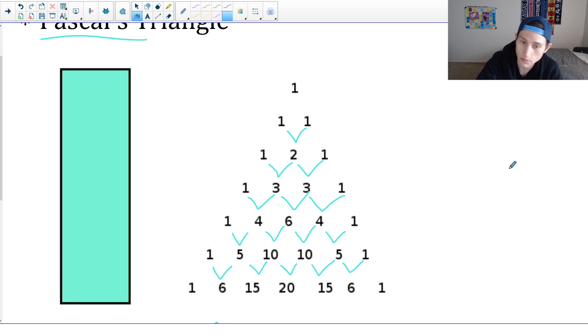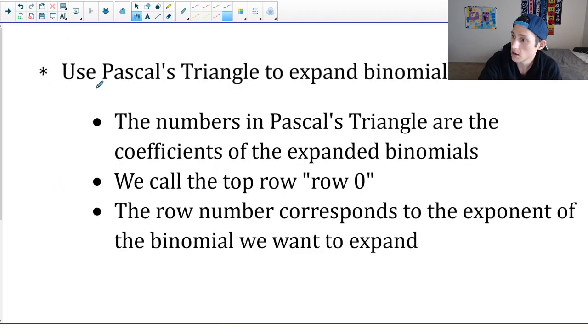Now that's kind of a neat little pattern, right? Great. And the interesting thing about this is this will very much help us make a binomial expansion. All right, so let me show you what I mean. How can we use Pascal's triangle to expand binomials? The numbers in Pascal's triangle are the coefficients of the expanded binomials. We call the top row row 0, and the row number corresponds to the exponent of the binomial we want to expand.